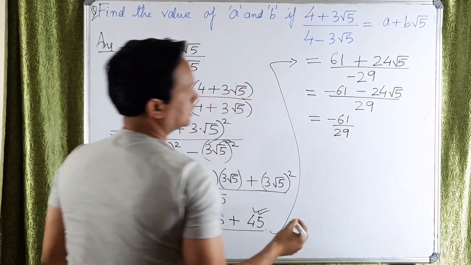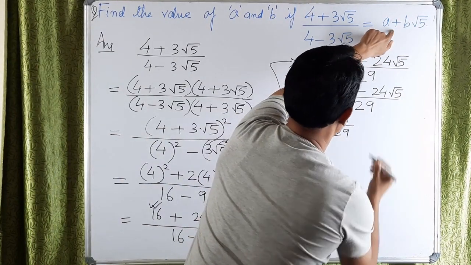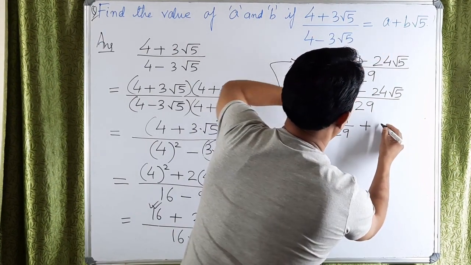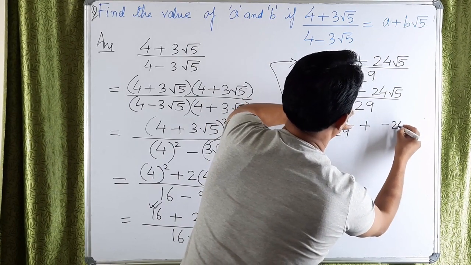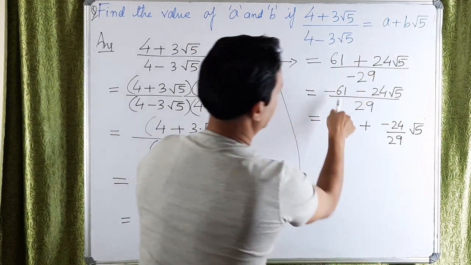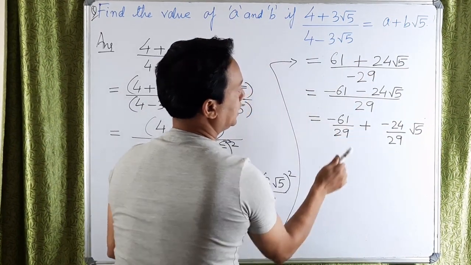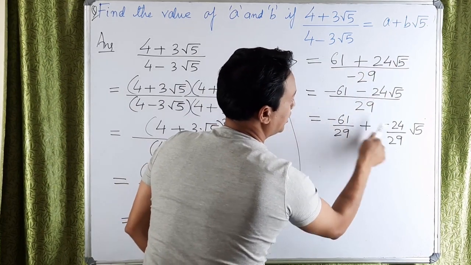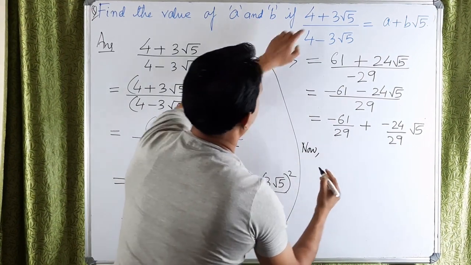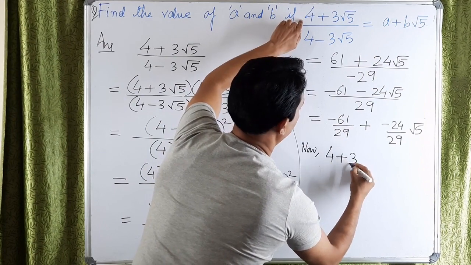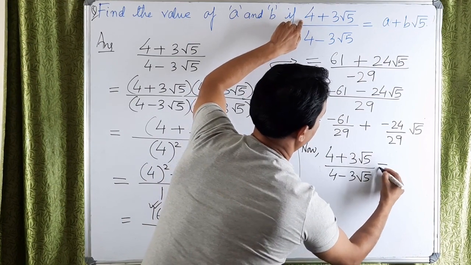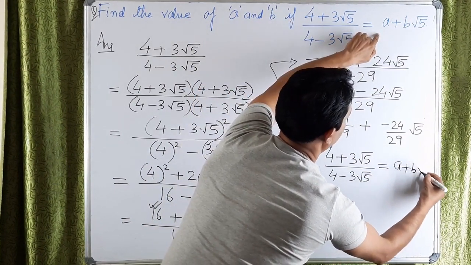Let's give the denominator. We'll try to make it in this form. We'll write plus in the middle since it's plus. Then we have this 29 is the denominator for both. So we can write like this. So we have made it into this form. 61 by 29. I put plus in the middle. Then minus 24 by 29. So now what was given to us? 4 plus 3 root 5 by 4 minus 3 root 5 is given to be A plus B root 5.